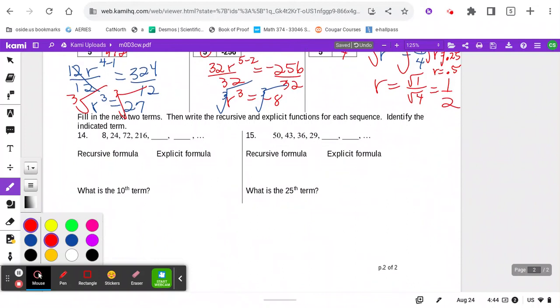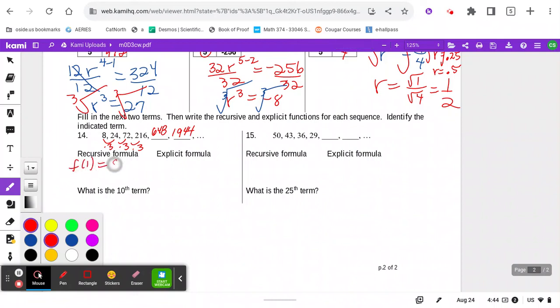All right, last but not least, given a sequence, write the recursive, write the explicit. What's the 10th term? Then there's another one. So here we go. Did you notice we're just multiplying by 3 here? And so grab your calculator. 216 times 3, that's going to be 648. 648 times 3. You're going to need a calculator for these big numbers, so prepare yourself.